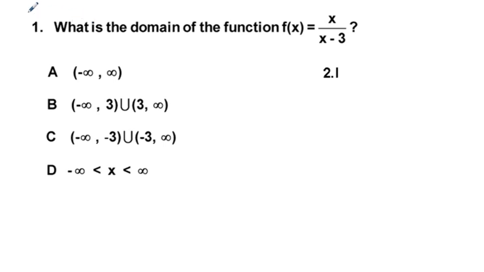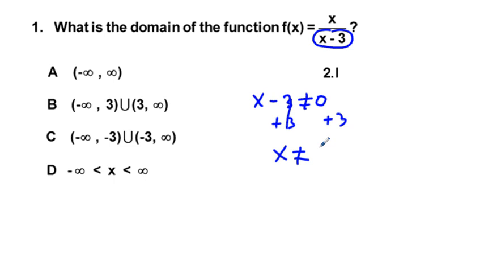So the first one here, 1. What is the domain of the function f(x) equals x over x minus 3? Well, the first thing that you should notice is that we will have a discontinuity where the denominator is equal to 0. So if we set x minus 3 cannot equal 0, we're going to find our discontinuity. And if we add 3 to both sides of this inequality, we find that x cannot equal 3.